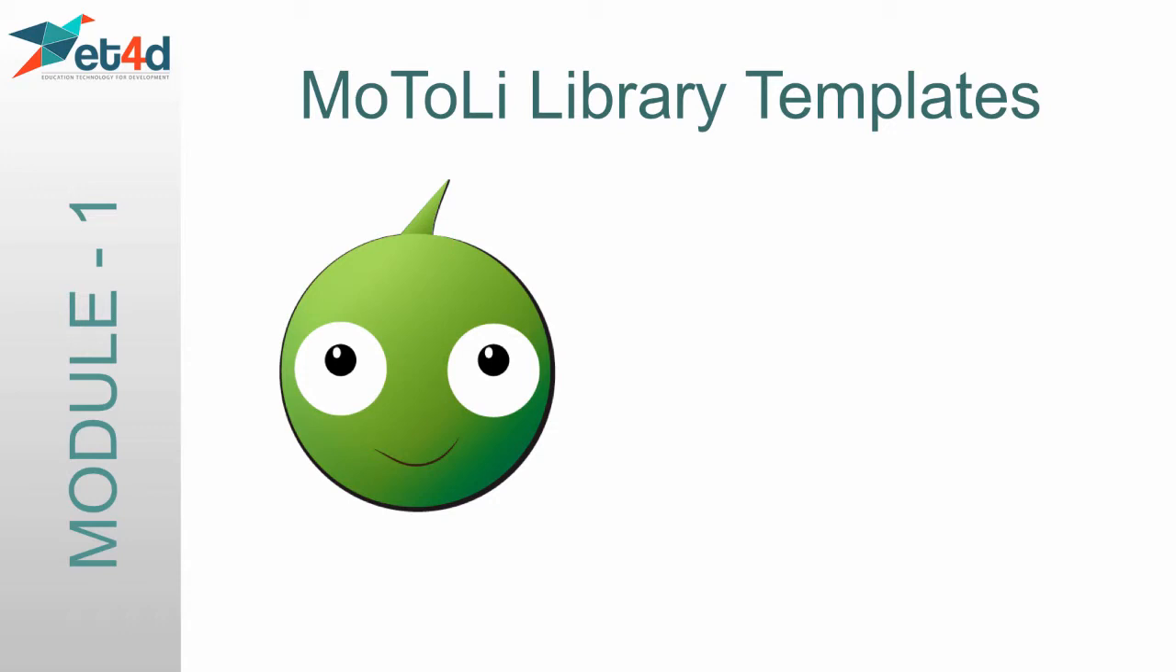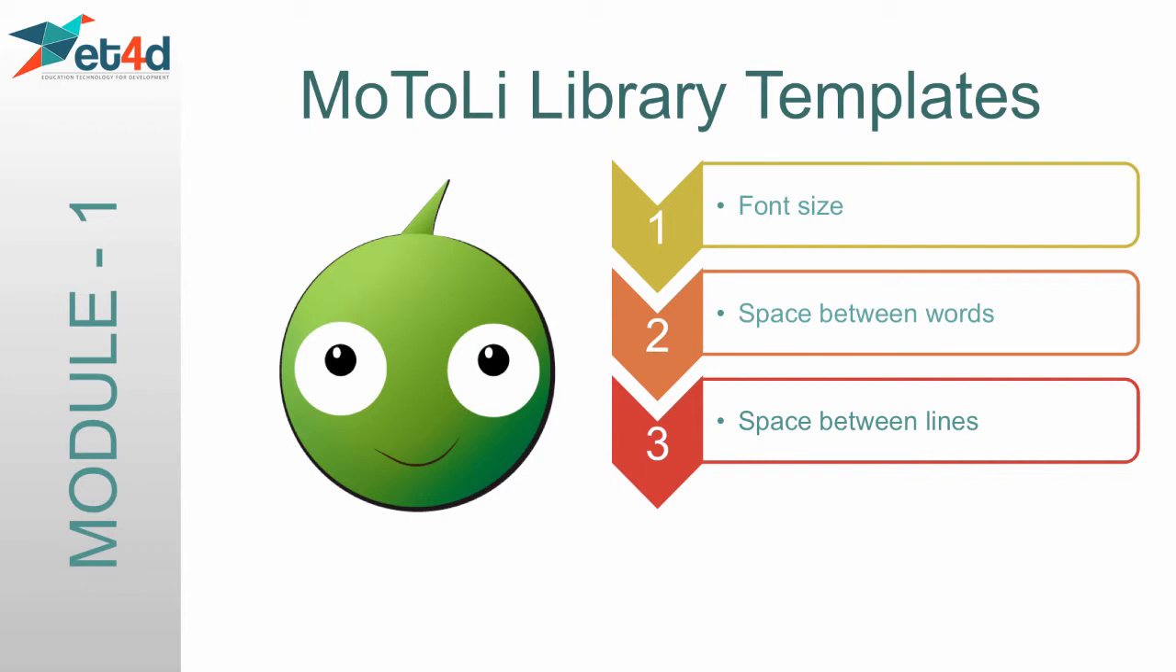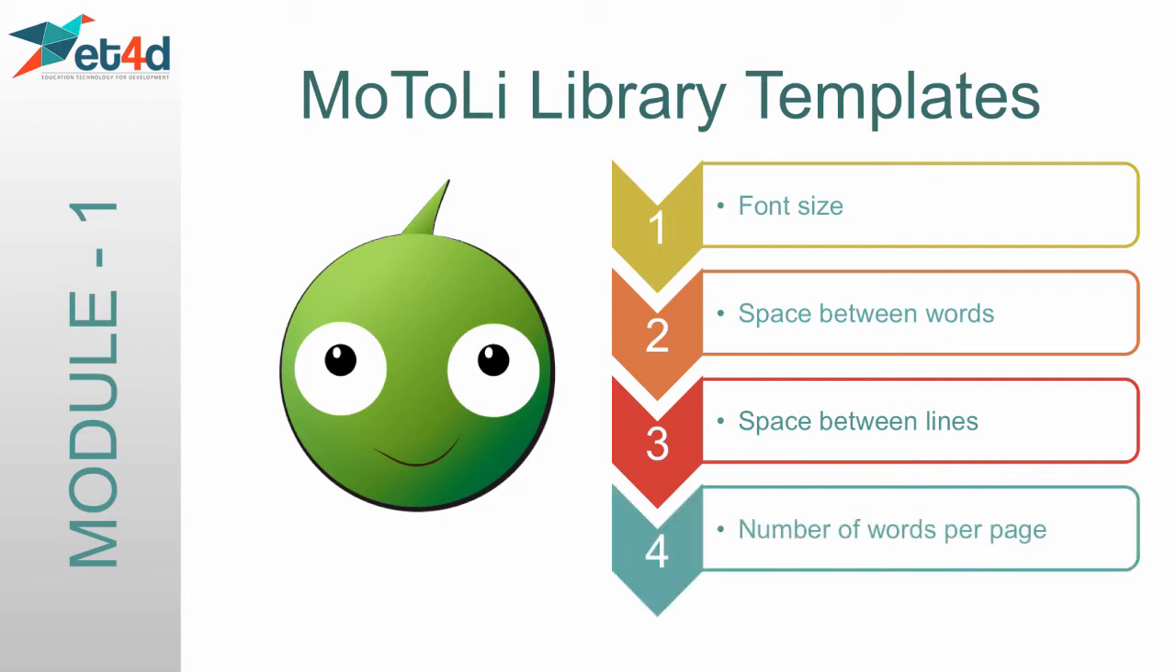In MoToLi Library software, 4 templates have been designed to create books for aspiring readers, emergent readers, early readers, and fluent readers. Each template matches quantitative criteria for each development stage by automatically setting the font size, the space between words, the space between lines, and therefore limits the number of words per page.